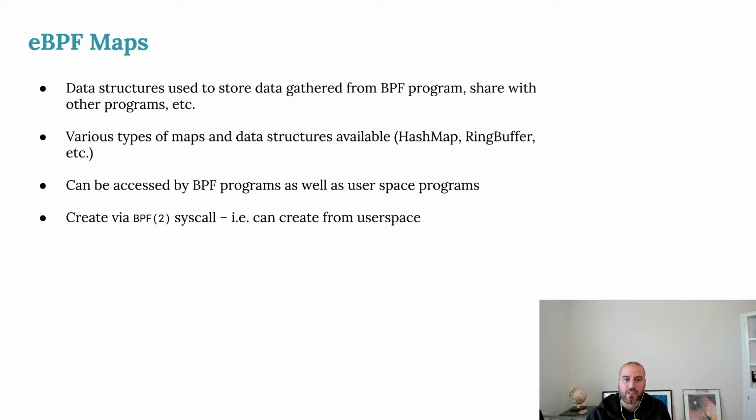So we talked about eBPF maps. These are your fundamental way to get data to and from your BPF programs. This is important, especially since we're talking about things like observability and tracing, because you need to be able to access that data to make sense of it. The eBPF maps are a way to do that. I call them here data structures used to store data gathered from the program, share with other programs, etc. There are lots of types of maps, and these represent different types of data structures.